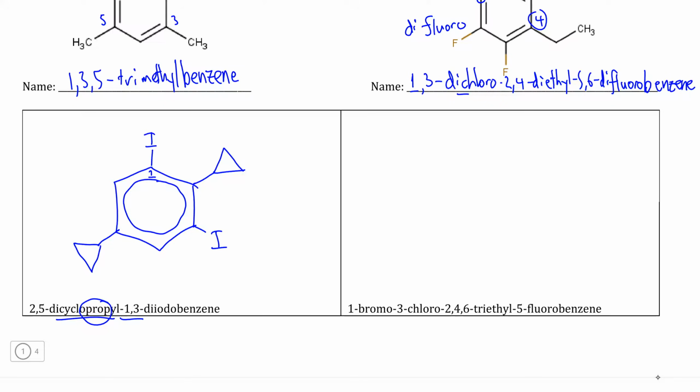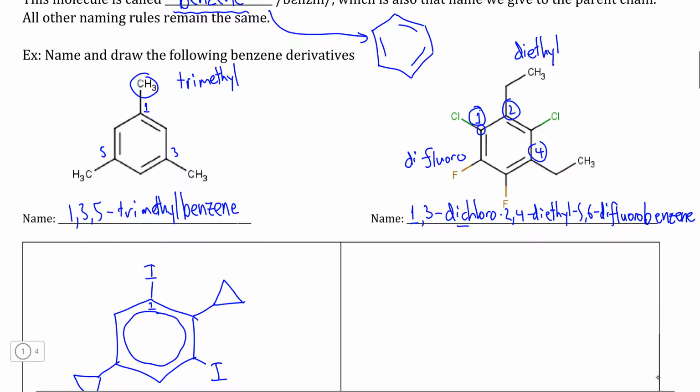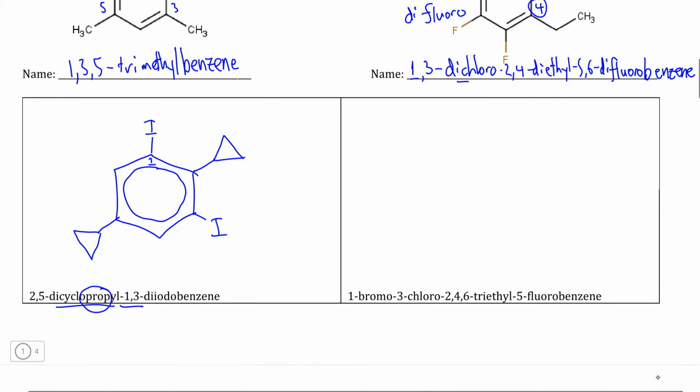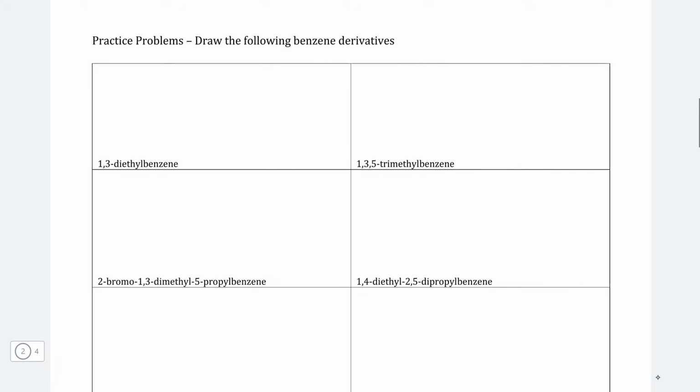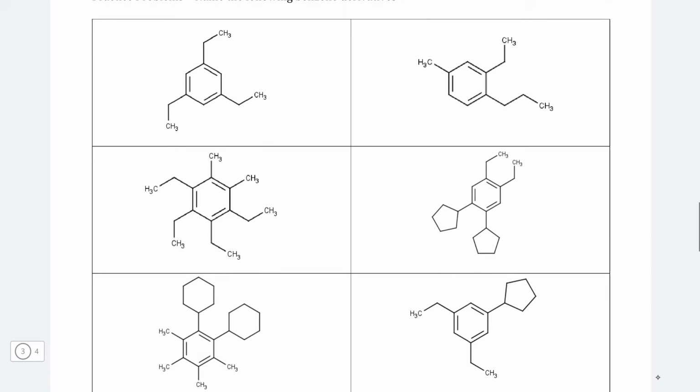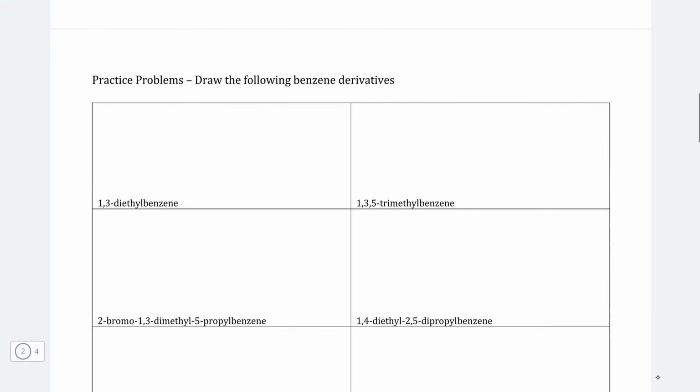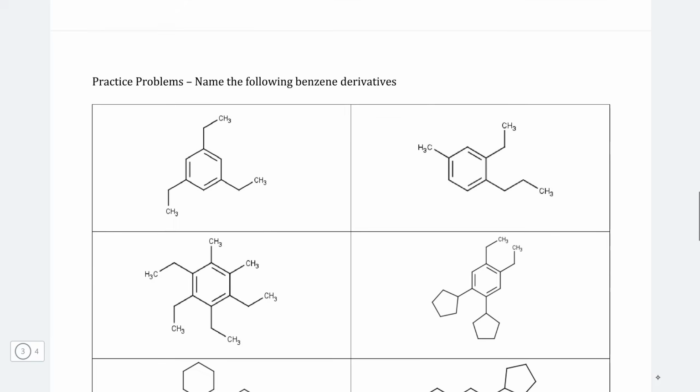In conclusion, to practice your ability to name benzene compounds as well as to draw the structural representations of benzene compounds, you can take a look at the last practice example here, followed by a series of practice problems here, which will work on your ability to draw and, of course, to name compounds derived from the aromatic hydrocarbon benzene.